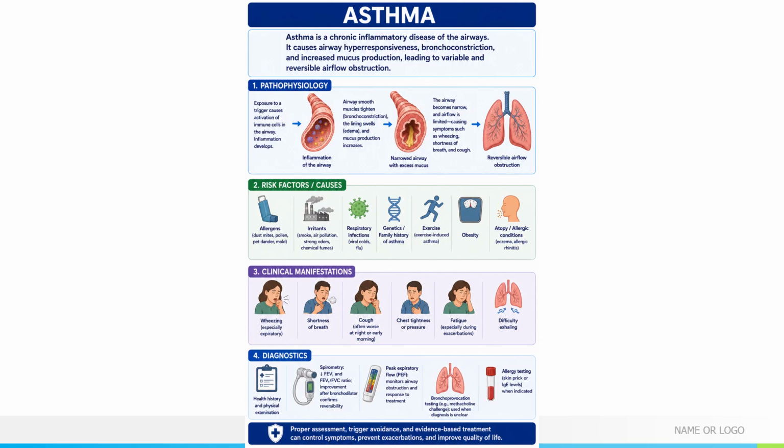Peak expiratory flow, this measures the maximum speed of exhalation. So unlike spirometry, it can be performed at home with a handheld peak flow meter. So patients often monitor their peak flow daily, and this is just to detect worsening airway obstruction before symptoms become severe. Declining peak flow values may indicate the need for any adjustments to their medication regimen. It might also tell them to just go to the emergency department, but we call that the asthma action plan.